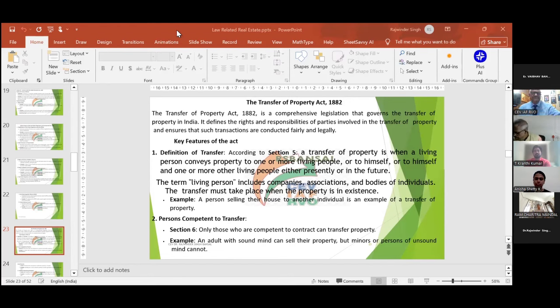According to Section 5 of the Transfer of Property Act, transfer of property is when a living person conveys property to one or more living persons, that is, when the property is transferred from one living person to one or more living persons, or to himself and one or more other living persons, either presently or in the future. The term living person also includes companies. You must understand that it does not mean only human beings come under the term living person.